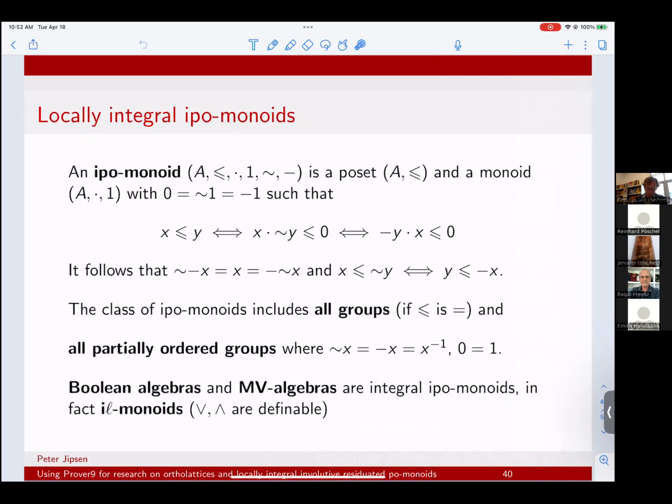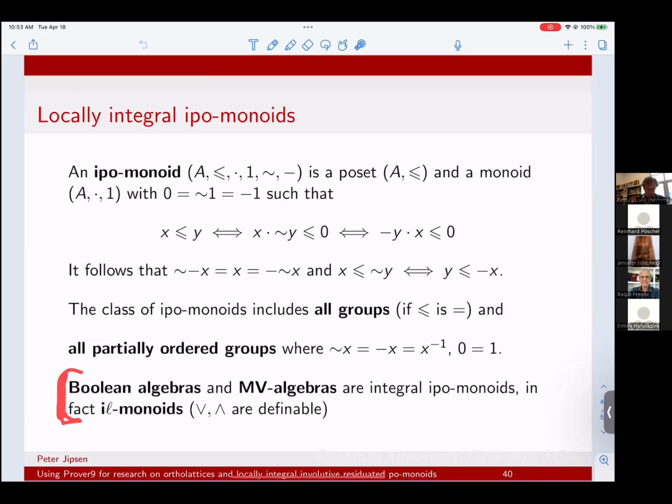This is a large class, and it includes, without local integrality, just IPO monoids includes all group theory. It includes all partially ordered groups in a very nice way. But if you go to these much better understood Boolean algebras and MV algebras varieties, then you're in fact integral.